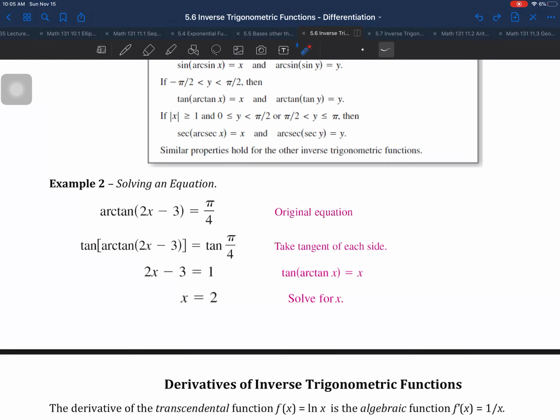Again, these identities help us solve any trig equation from now on, right? And it sort of follows the same argument that I've done before, right? I try to be consistent with undoing what's being done to the function. So let's solve the next equation. We have the arctangent of 2x minus 3 equals pi over 4.